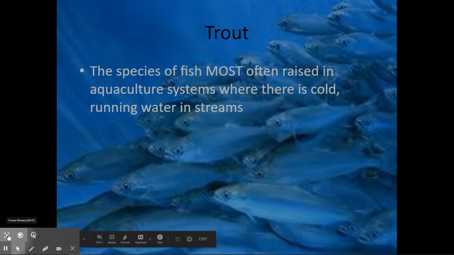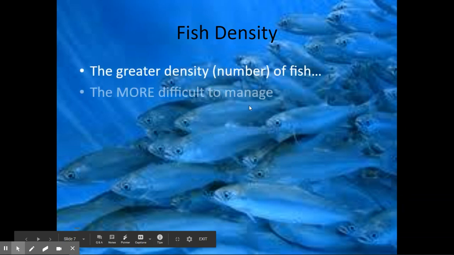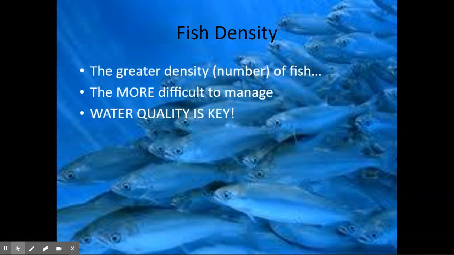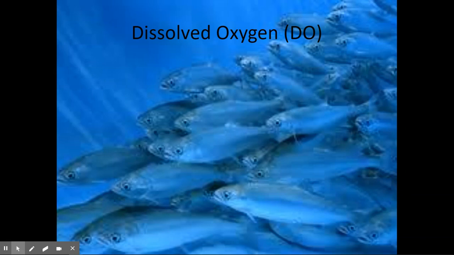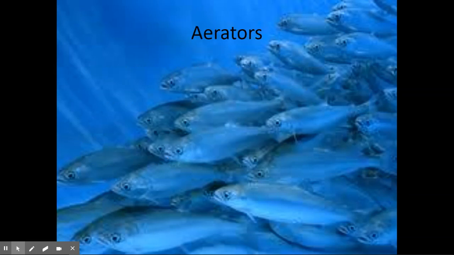Fish density is the number of fish. Obviously, the more fish you have, the more difficult it is to manage. Dissolved oxygen is the oxygen that's in the water. It's going to be lowest in the morning. You can add aerators to increase the amount of oxygen.